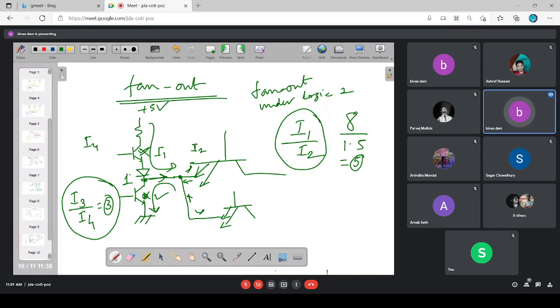So in the case of TTL logic family, the noise margin is not very large. It is of the order of 0.4 volt. And the fan out is also of the order of maximum 4 to 8.